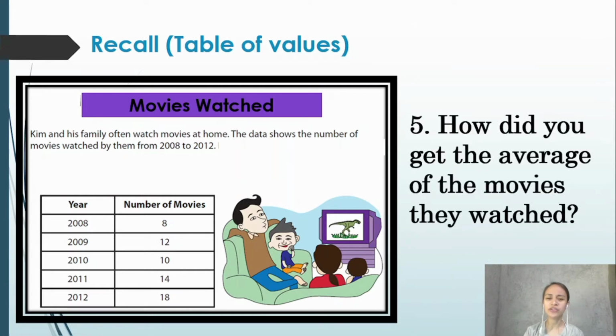So, how did you get the average of the movies they watch? The answer is the total number of movies watched over the total number of years. That is how you get the average of the movies they watch.